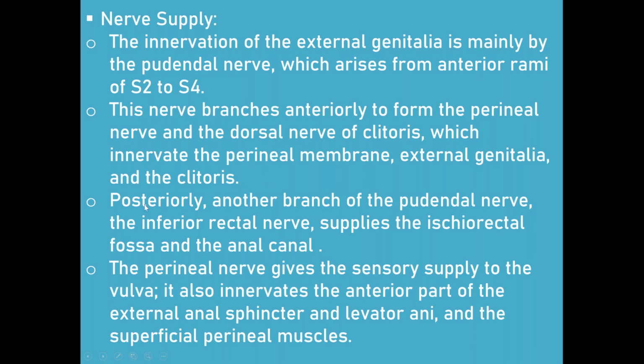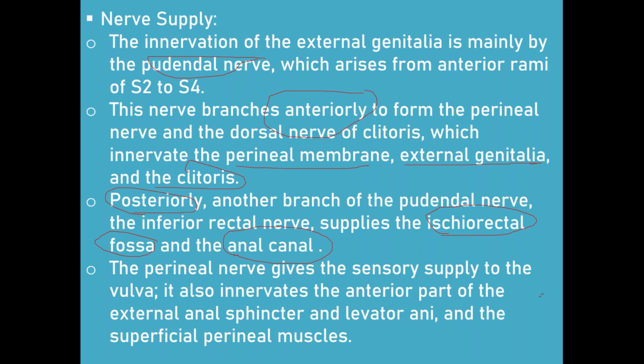And this is the anterior. And posteriorly, there's another branch of the pudendal nerve, the inferior rectal nerve, which supplies the ischiorectal fossa and the anal canal. So the pudendal nerve has anterior branches to supply the perineal membrane, external genitalia, and the clitoris, and posteriorly has the branch which supplies the ischiorectal fossa. This is the urogenital triangle anteriorly, and the posterior triangle is the anal canal. So this is about innervation of the vulva.